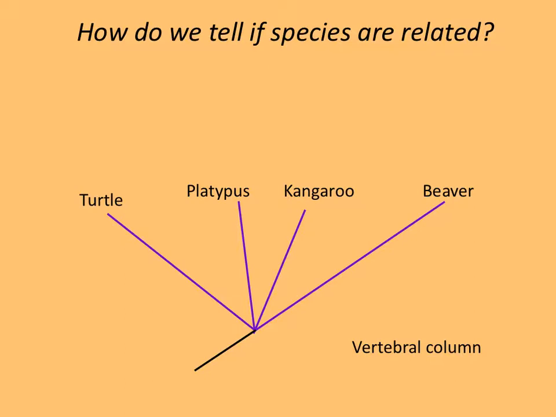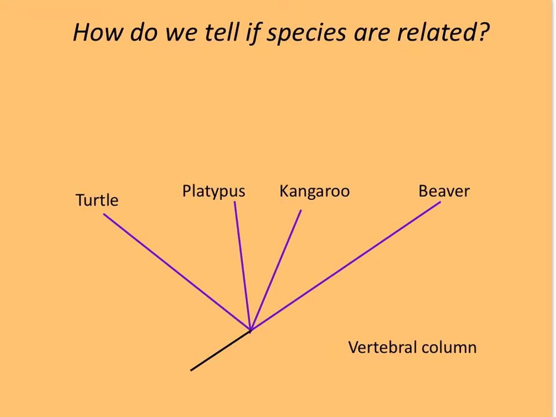But beyond that, here's this node. This is called a polytomy, instead of just two lineages splitting off. With this phylogenetic tree, we really can't tell much. We have to know if there are differences, characters that certain groups have and others don't. So we know the turtle doesn't have hair and mammary glands.